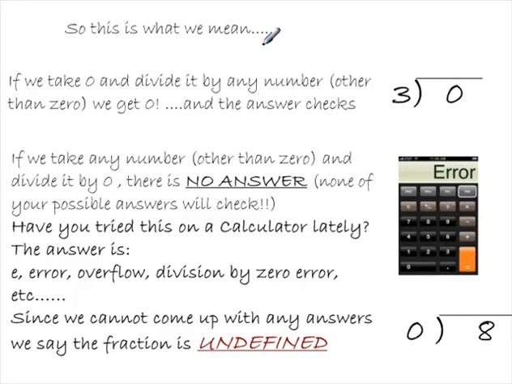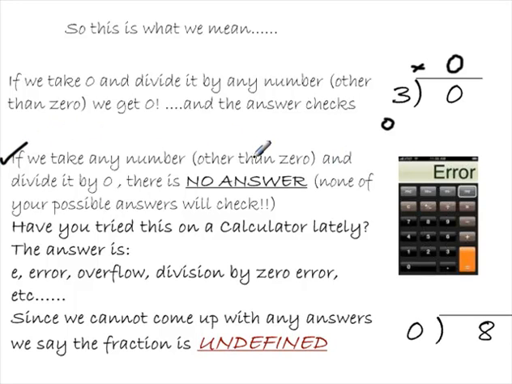All right, so this is what we mean. If we try to take 0 and divide it by 3, or 5, or 7, or any number, the answer does turn out to be 0, because 0 times 3 is equal to 0. So there's no question that the answer is 0, and the answer checks.